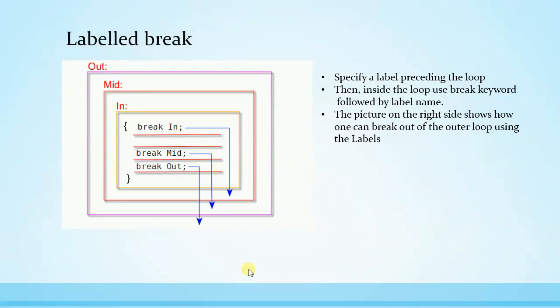The arrow mark there shows, for example, let us consider the middle one, break mid, that will break out of the middle loop. That means we will still continue with the loop marked with out. Alright, let us see this with an example.